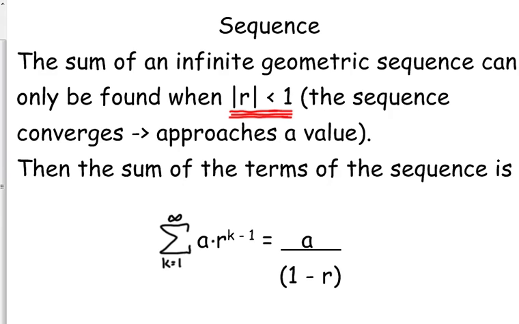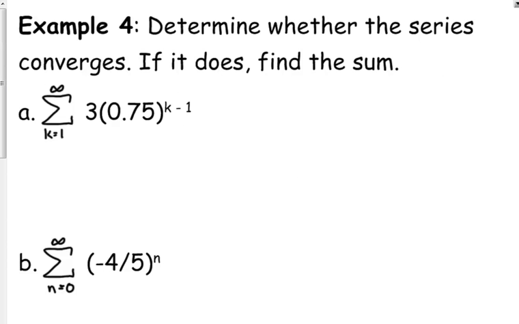Okay, so let's look at a problem. Now, these are written in summation notation, but sometimes they don't have to be. So let's decide whether the series converges, and if it does, we're going to find the sum. So let's look at this summation notation here. This is the explicit formula right here. 3 times 0.75 to the k minus 1, that's the explicit formula for this geometric sequence. So this is our r.